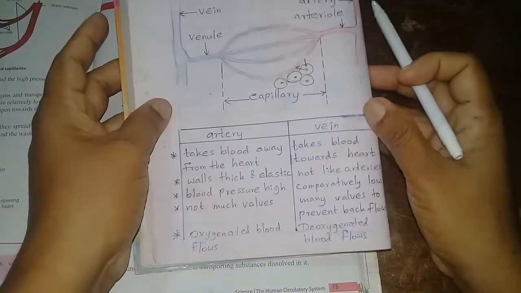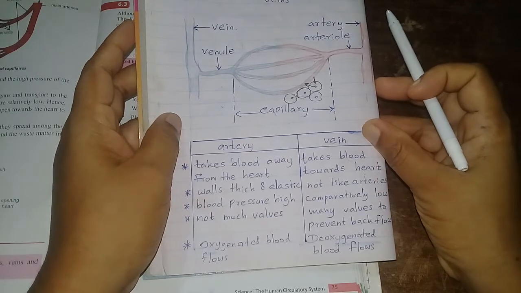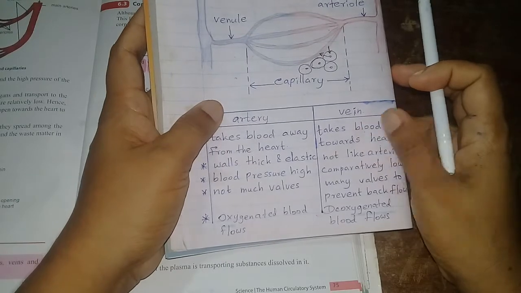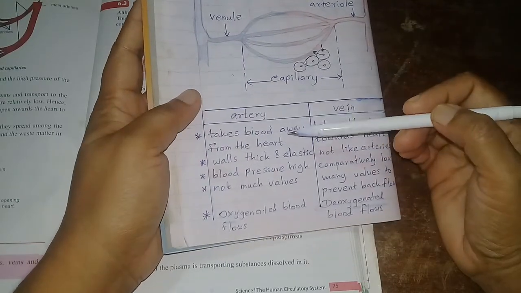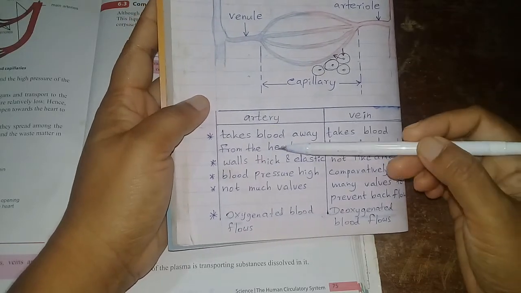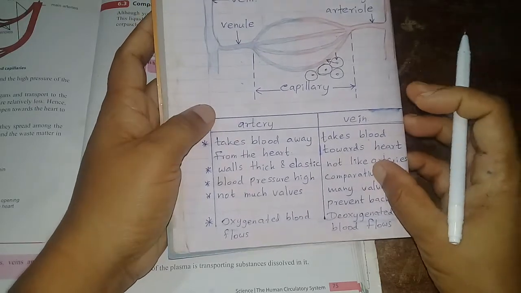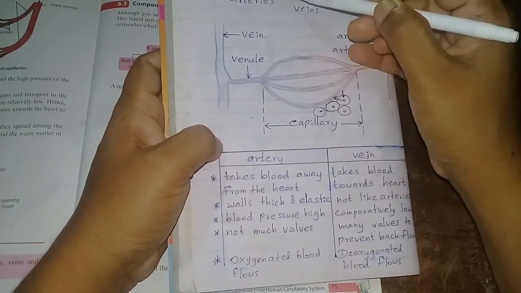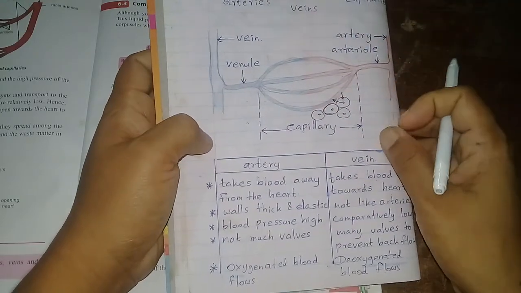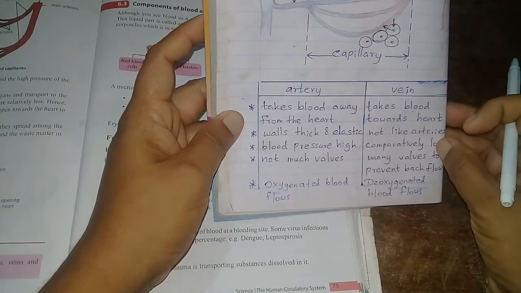Then let's see some differences between arteries and veins. Okay. The first difference, you know it already now. What is it? Yes. Arteries take blood always away from the heart. Then veins are taking blood always into the heart. Into the heart. Right? Or towards the heart, we can say.